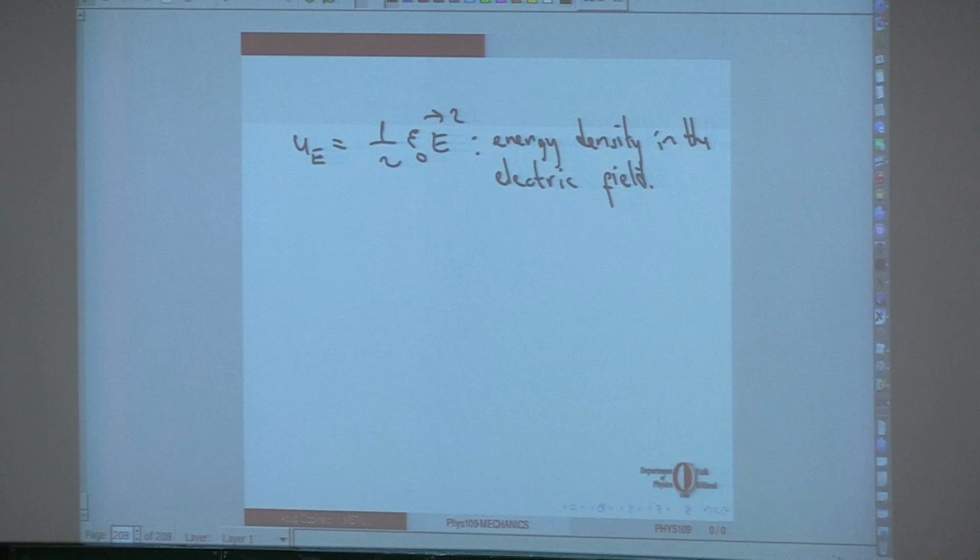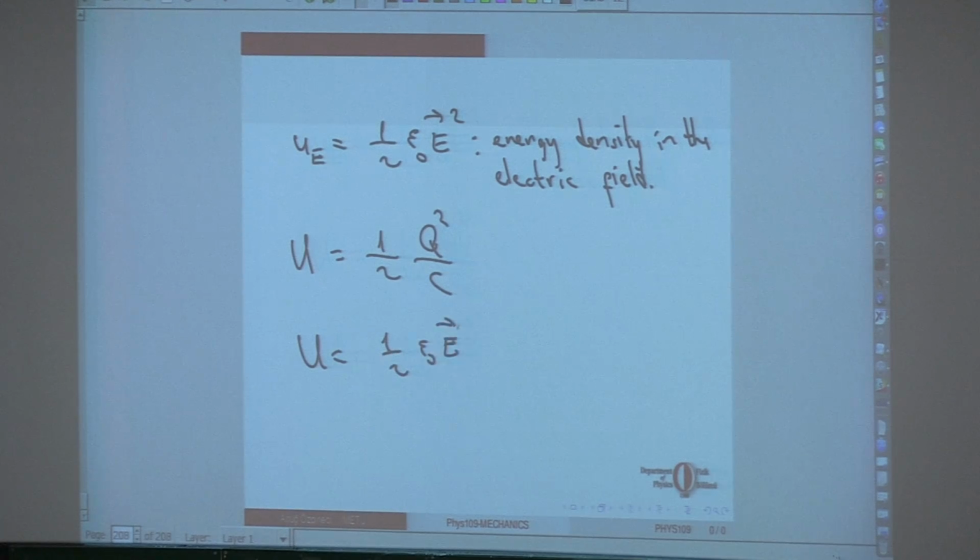Now, if you go back to the other energy expression, we had this parallel plate. We said that U is equal to 1 over 2 Q squared over C, or U is equal to 1 over 2 epsilon 0 E squared times A times D. They are equal. At least in electrostatics, they are always equal. Now, why do we define such a density? What's the point? Does it have any significance?